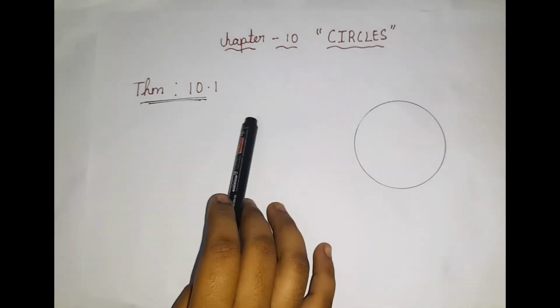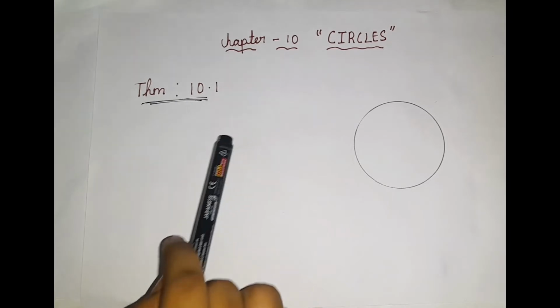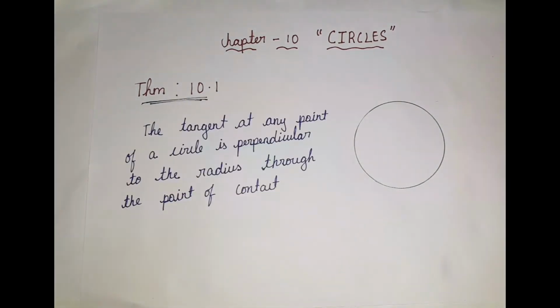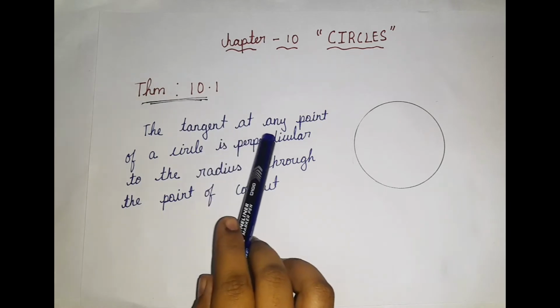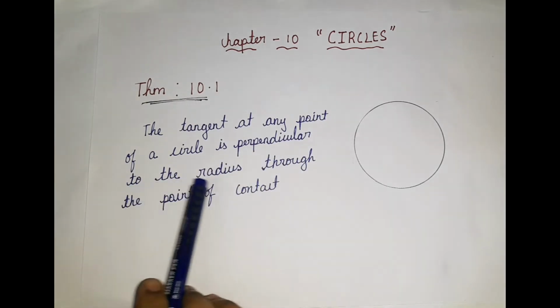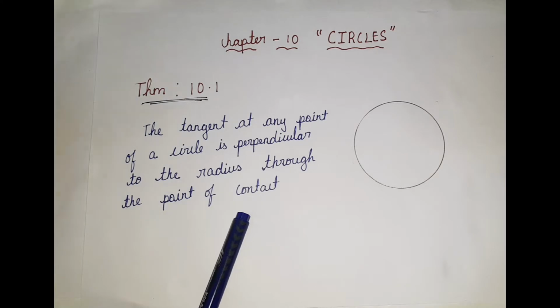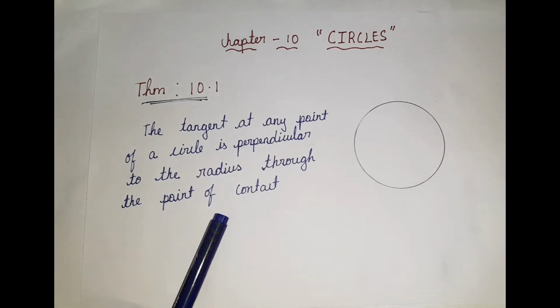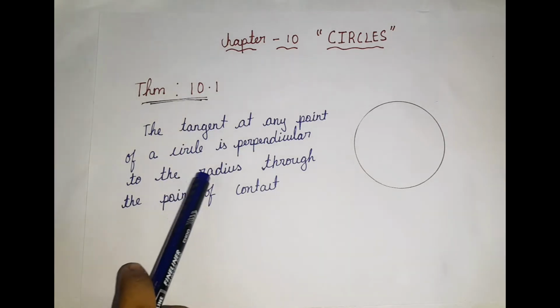First of all we are going to be writing the statement. The statement for theorem 10.1 is: the tangent at any point of a circle is perpendicular to the radius through the point of contact. It is somewhat tricky, I know. This is the first video in this chapter Circles, and I haven't explained what a tangent is, so now I'm going to explain it.